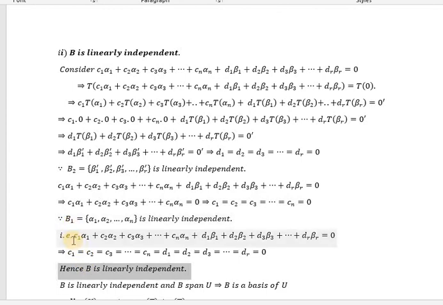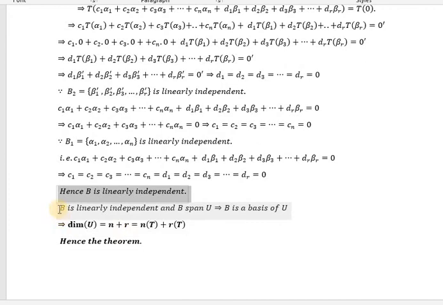Hence, in the linear combination c1 alpha 1 plus c2 alpha 2 so on, d1 beta 1 plus d2 beta 2 so on dr beta r is equal to 0 implies that all scalars c1 is equal to c2 is equal to d1 is equal to d2 is equal to dr is equal to 0. Hence, B is linearly independent. So B is linearly independent and B spans U. See, both the conditions of the basis have been satisfied. Hence, B is a basis of U.